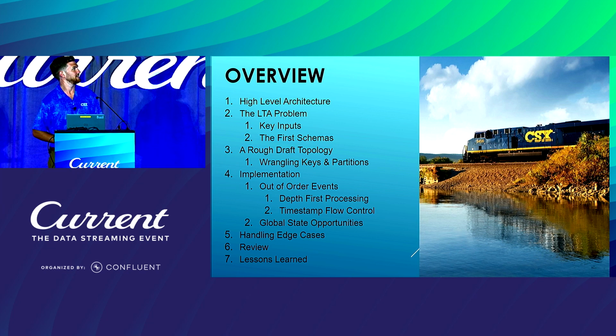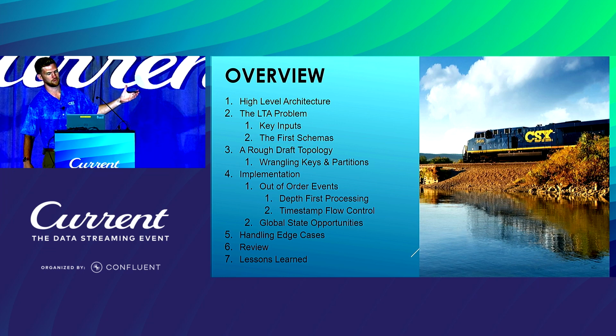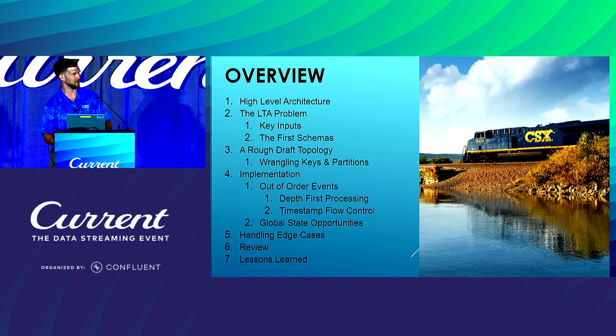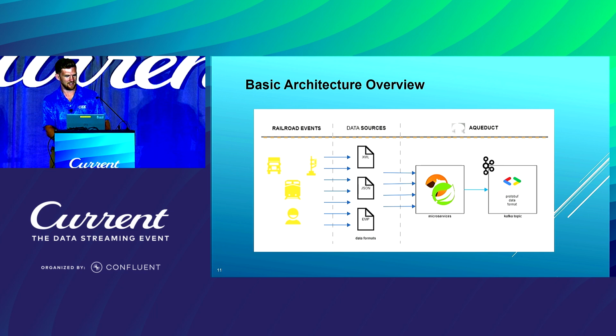So we're going to dive into a high-level architecture, just give you a bird's eye view of our ecosystem. We'll talk about the LTA problem, the inputs that go into it, some of the schemas we use. We'll talk through a rough draft of the topology, talk about some of the keying and partition challenges it faces, some out-of-order events we encountered in that implementation, and then how we handled the edge cases, and wrap things up from there.